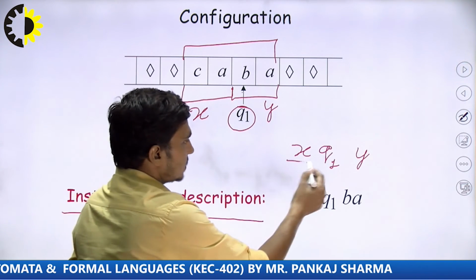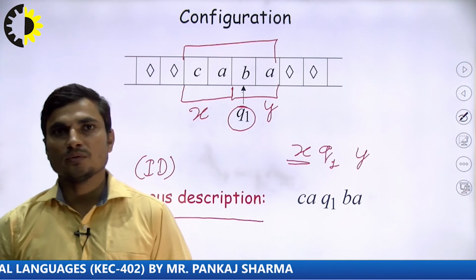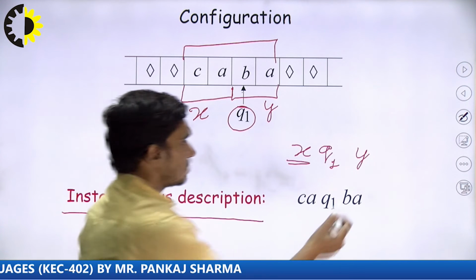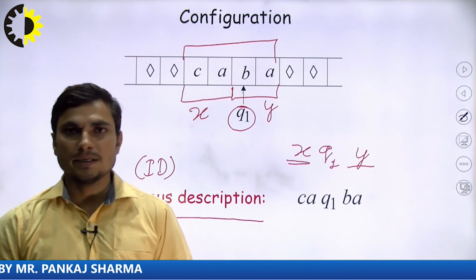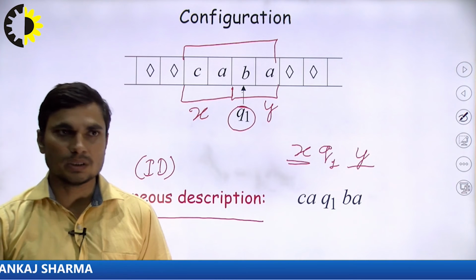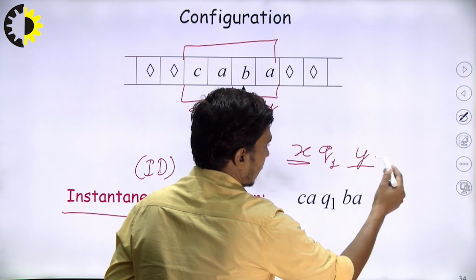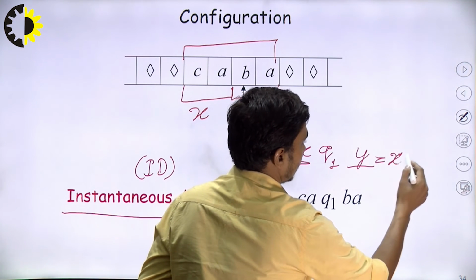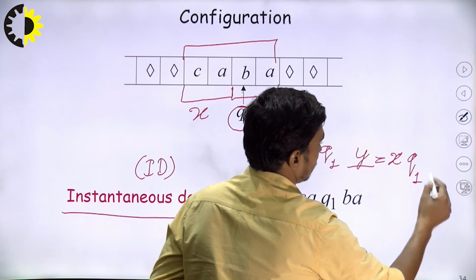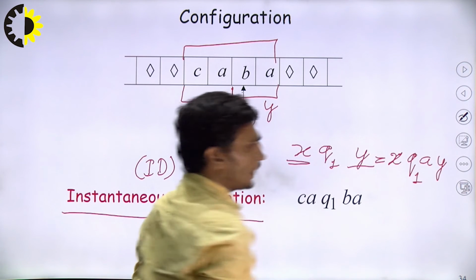So this x is the substring which is available on the left of the read write head, and this y is the string which is available on the right hand side of the read write head, along with the read write head. So we can also write this x q1 y as x q1 a y, where a is some symbol.